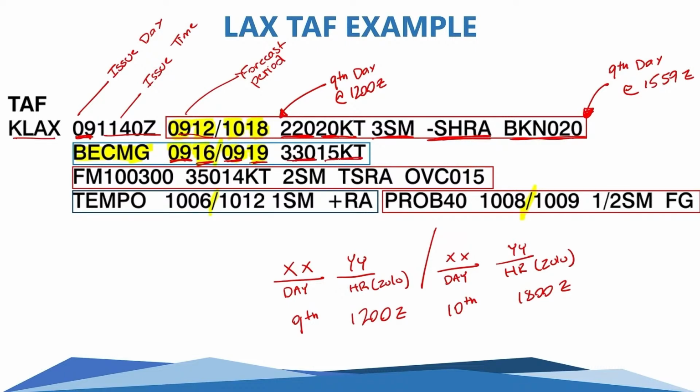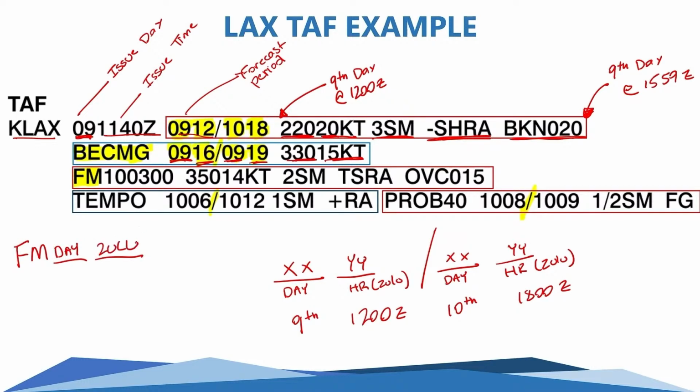Wind is 330 at 15, okay? And then we've got a new set of criteria in terms of a new date and time. So anytime that you see the word from right here, from means that it is an exact period of time. So what you're going to have is from, and then the day of the month, and then some type of Zulu time.